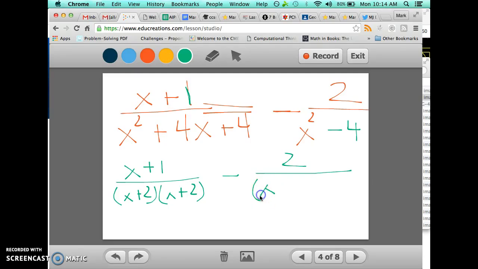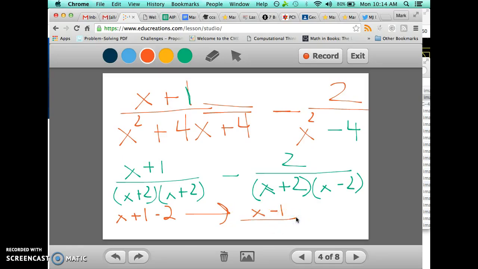Difference of squares factors to the square root of each, plus and minus. Now they all have a common denominator, so basically the numerator is x plus 1 minus 2. Well, x plus 1 minus 2 has like terms. That equals x minus 1. So it's going to be x minus 1 over the common denominator. If the x minus 1 matched an x plus 2 here, then we might have something that canceled out, but it doesn't.